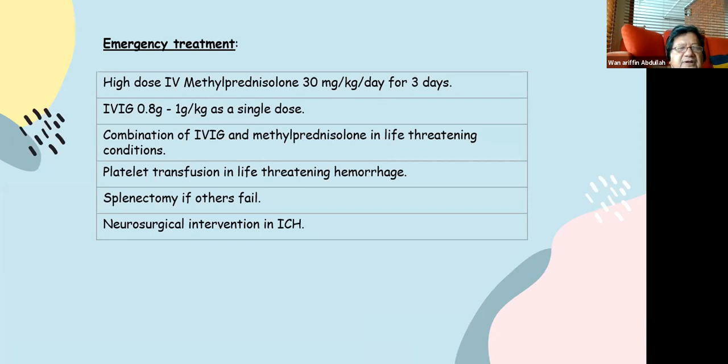So that's why you give it only if there's an intracranial bleed, life-threatening bleed, or airway bleeding, for example when the patient is dying, you give all that. The onset of action of IVIG and methylprednisolone is usually 48 hours. The platelet count will come up significantly after about 48 hours. All right, okay.